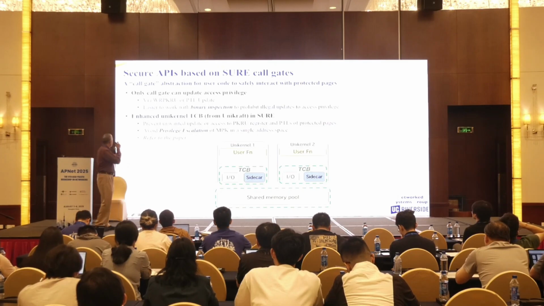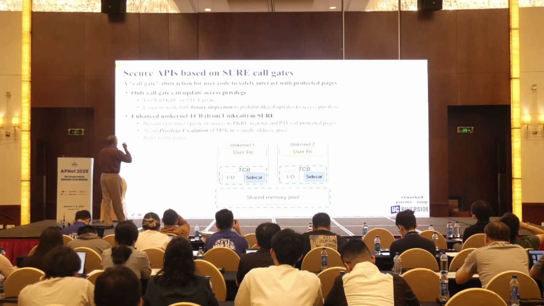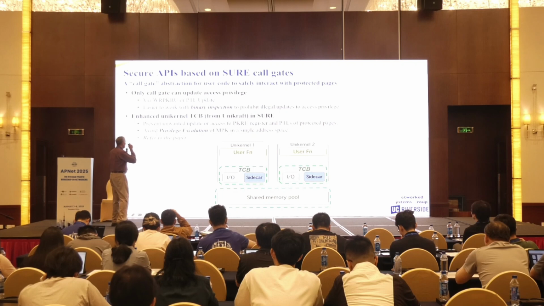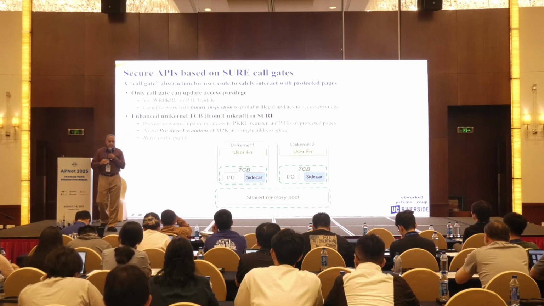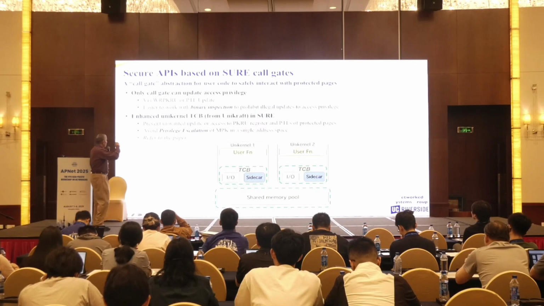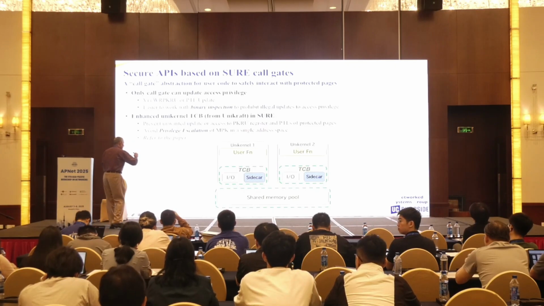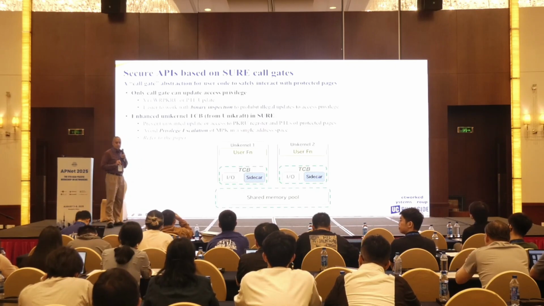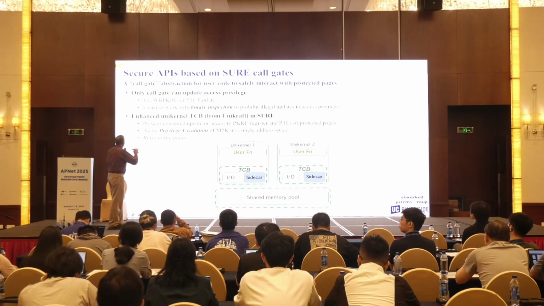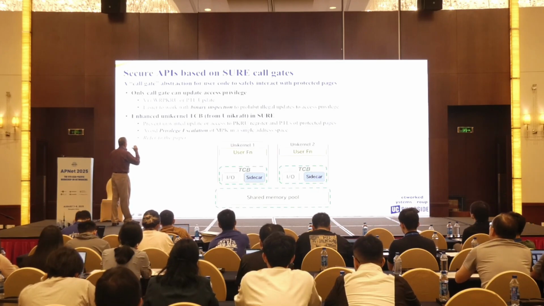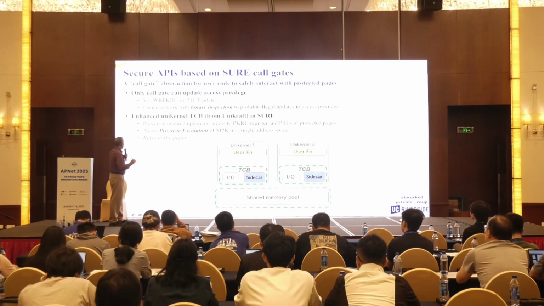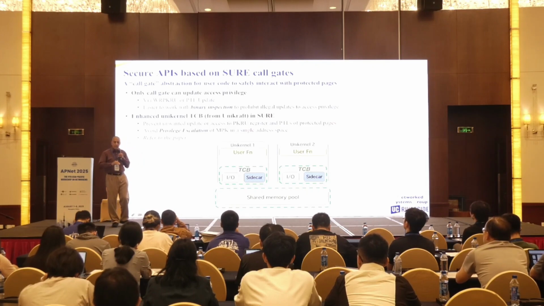So what we say is, instead of that, we're going to have an API, so we create a call gate abstraction, basically an API, so that user code can safely interact with these protected pages. Okay? So what we do is to say that when you're writing to the PKRU or the page table entry update, we go through a call gate.